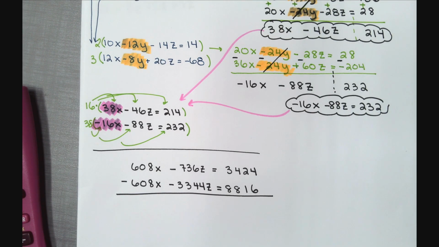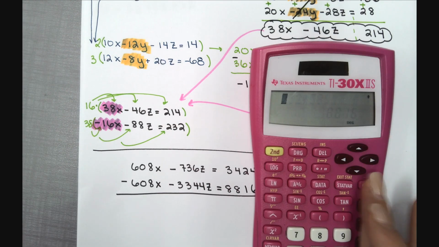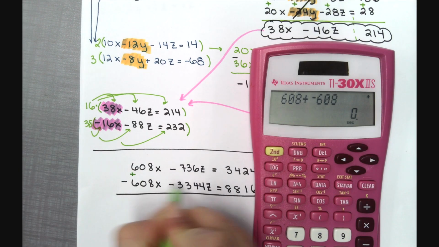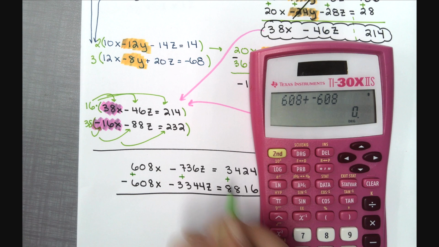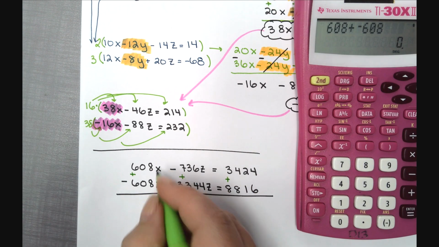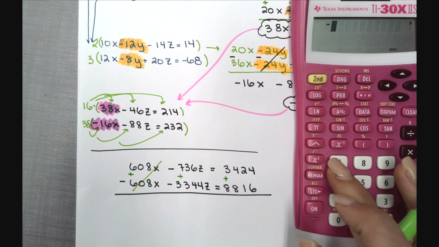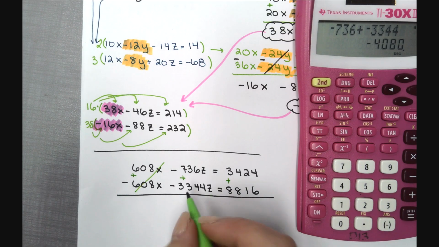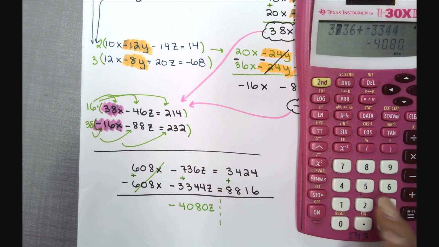Next, we want to eliminate. Make sure that you are using the correct symbol, the correct operation. So if I add these together, it does give me 0. So I'm going to add here, adding here, and adding here. This will give me 0. Negative 736 plus a negative 3,344 gives me a negative 4,080z, dotted line for balance.